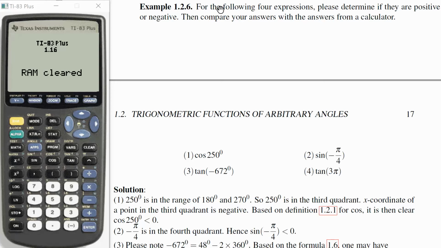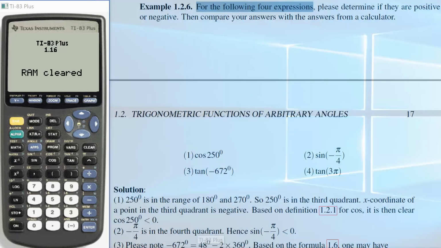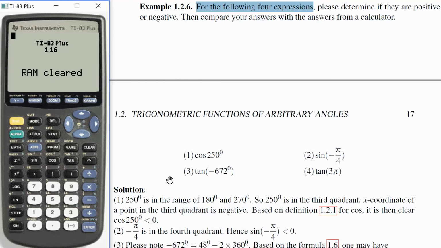Let's look at this example. For the following four expressions, please determine if they are positive or negative. So we want to determine the sign of these four expressions. Then we want to compare our answers with the answers from a calculator. We know we can find out all those values from a TI-83 calculator.